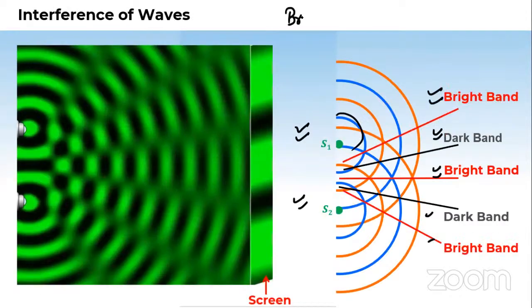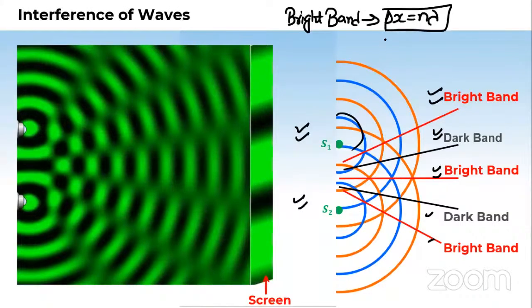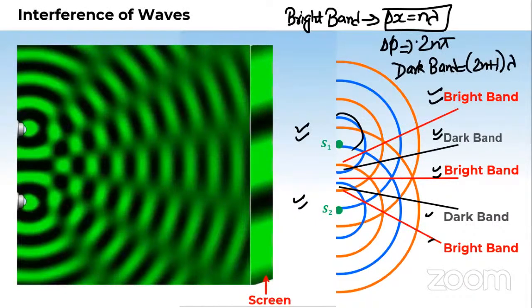If you talk about the bright band, delta x equals n lambda. The phase difference in general is 2n pi. And for the dark band, the path difference will be equal to (2n plus 1) lambda by 2. And the general phase difference for the dark band is equal to (2n plus 1) pi.